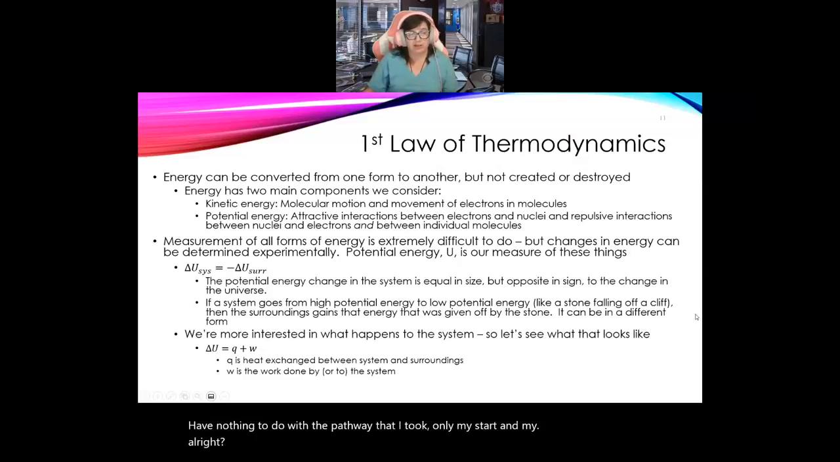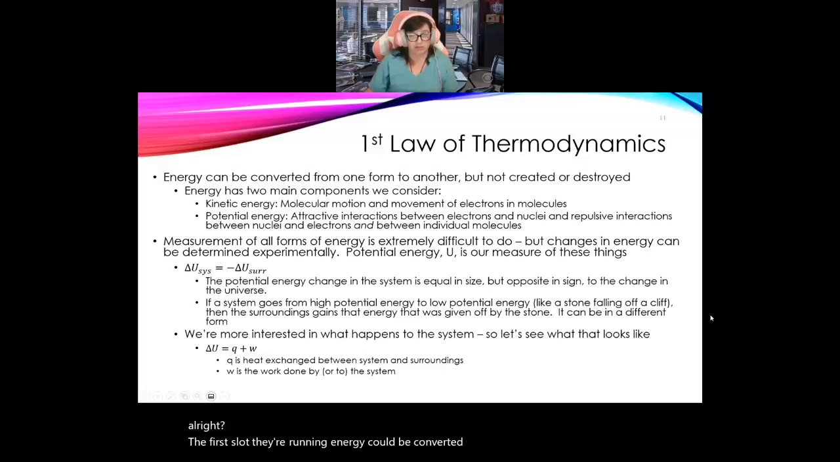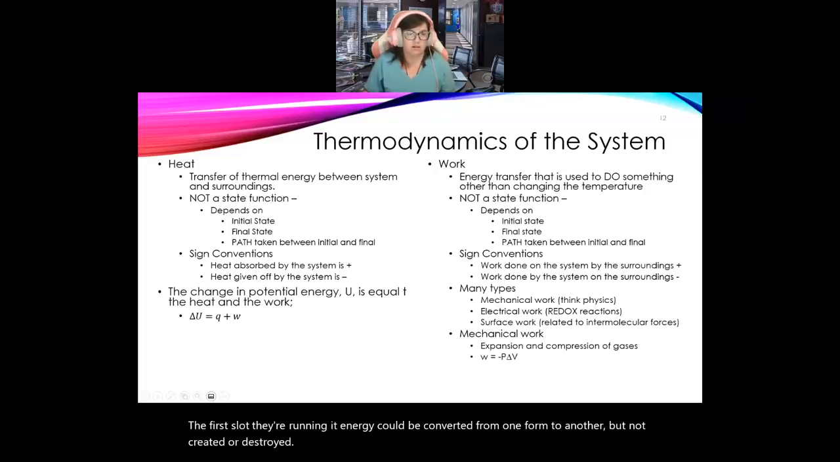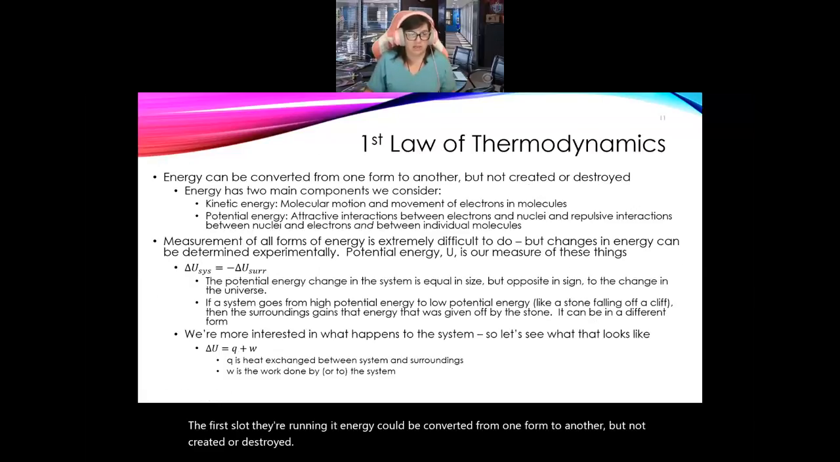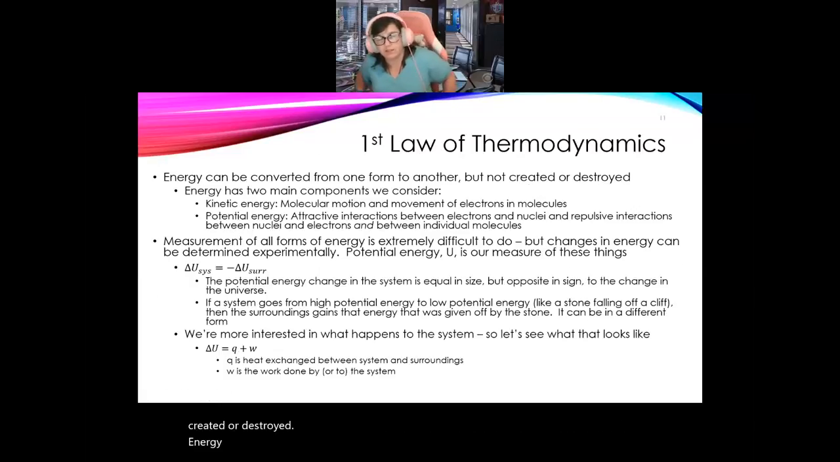The first law of thermodynamics. Energy can be converted from one form to another, but not created or destroyed. Energy has two main components that we consider.